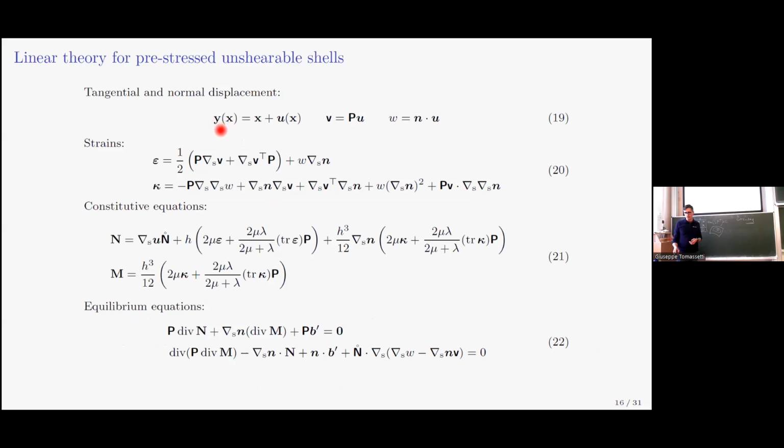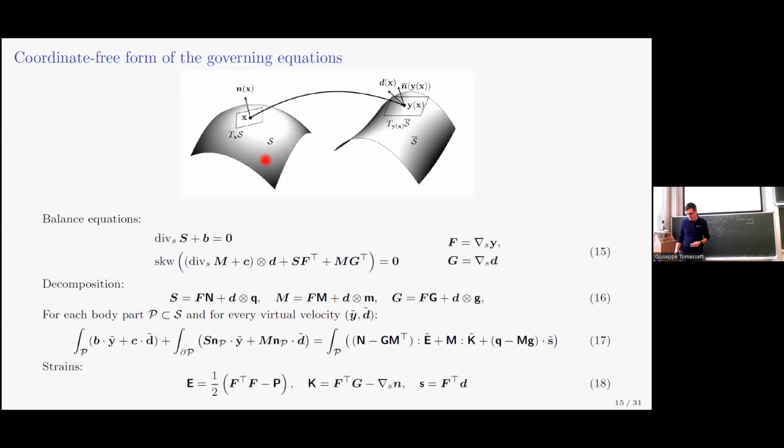So we write the deformation of a given point as the point plus a small displacement. And it's convenient to decompose this small displacement into a tangential and a normal part. So this V is the tangential displacement on the surface of the shell, and this W will be the orthogonal displacement. Okay, and of course you can also linearize the measures of strain. I mean, I can linearize this E, and I can linearize this K.